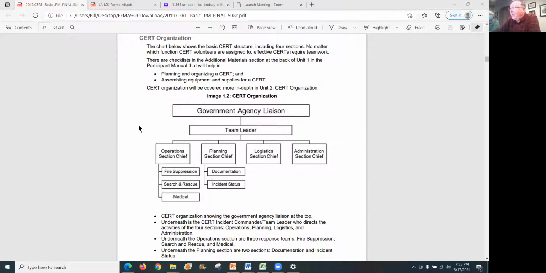Here's another point we need to bring up. This is a weak ICS formula here, or chart. Government agency liaison. That's coming from the viewpoint of FEMA. Then you're going to throw a team leader in here instead of an incident commander. And they show us 4 out of the 5 different areas. We don't use this last one in CERT.